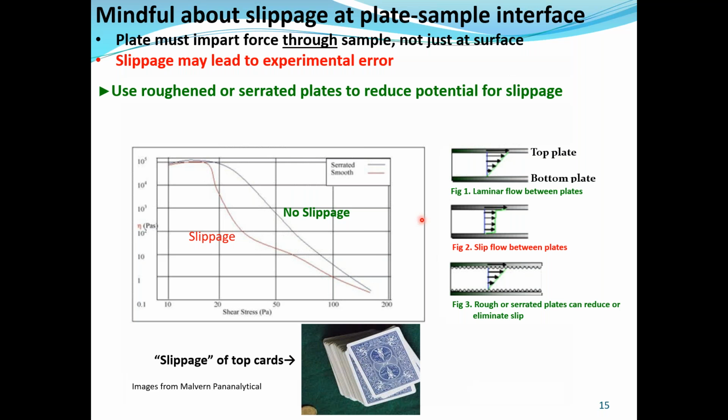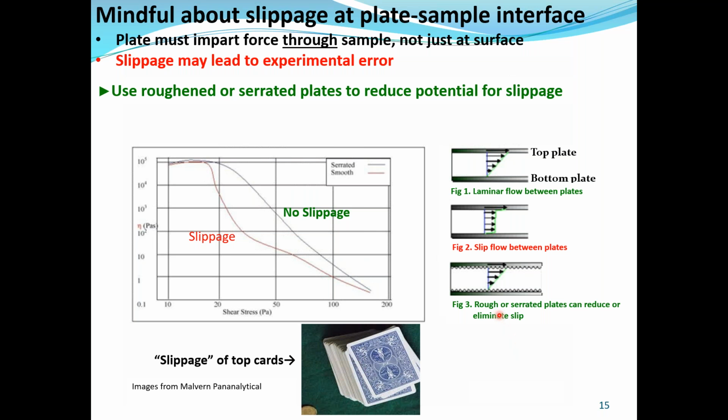What's going on here is, ideally, when you don't have slippage, you want this top plate imparting force through the sample from the top plate to the bottom plate. That's the ideal. In the case of slipping, though, the top plate is only interacting with the top part of the sample, as we see here in this deck of cards. Only these top several cards have moved. The rest of the deck hasn't really moved in relationship to the top card.